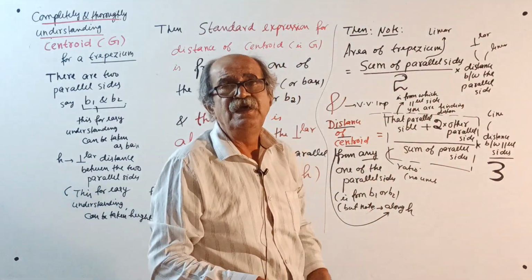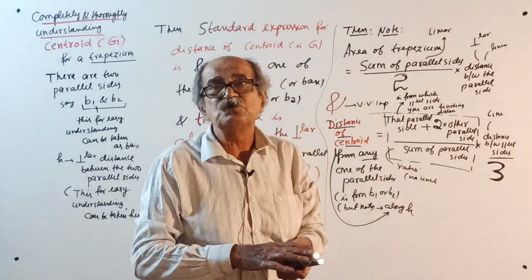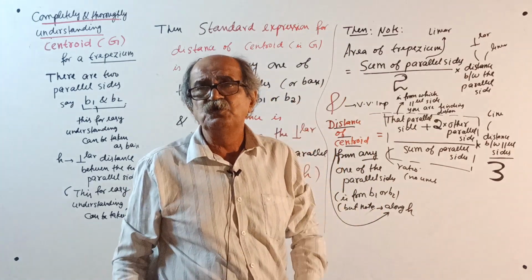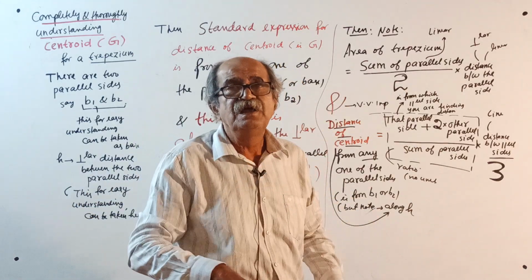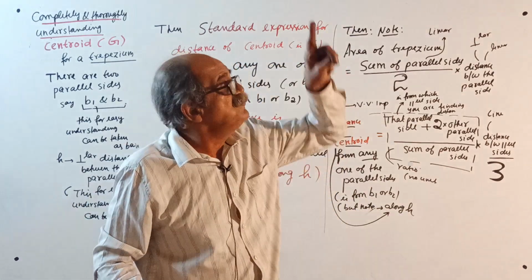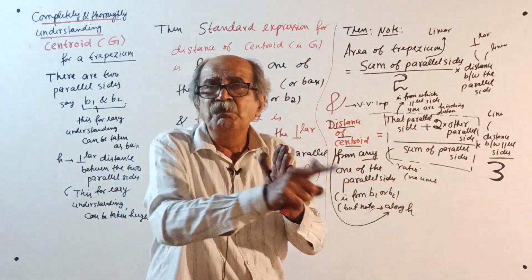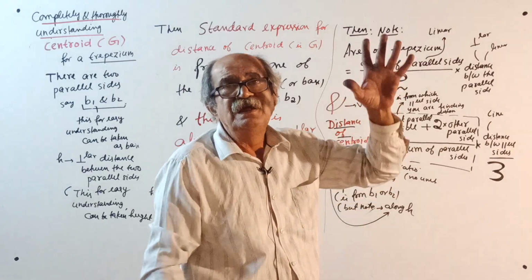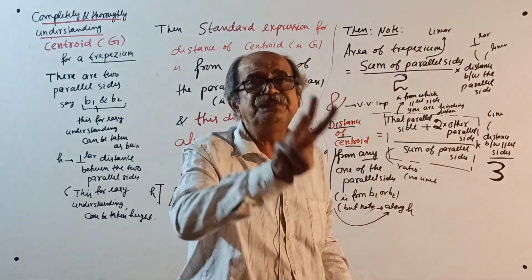So the formula is, once you decide from which parallel side you want the distance of the centroid, it is along the height or h. The formula is that parallel side plus twice the other parallel side, divided by the sum of the 2 parallel sides, then outside multiplied by the distance between the two parallel sides, and divide by 3.